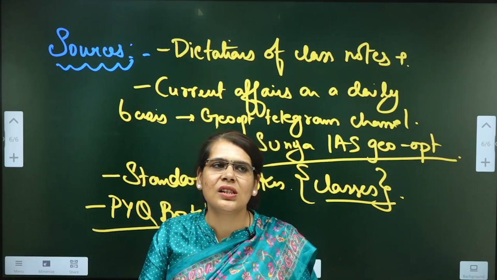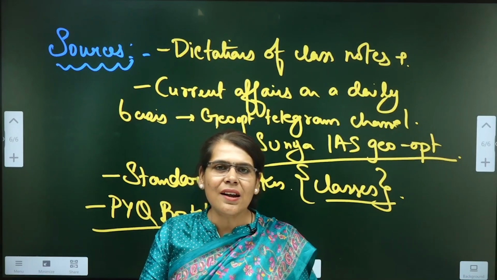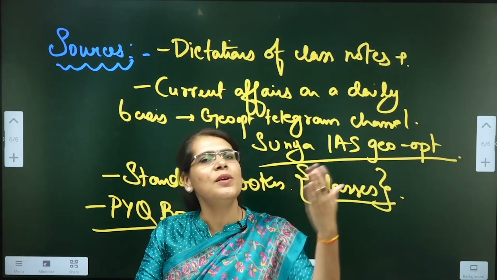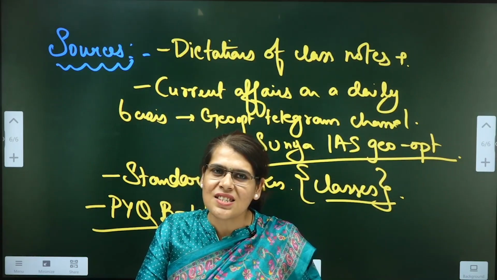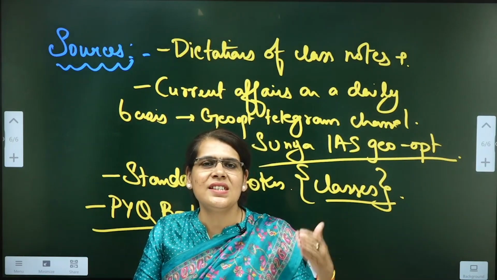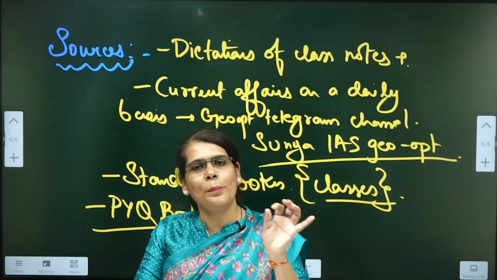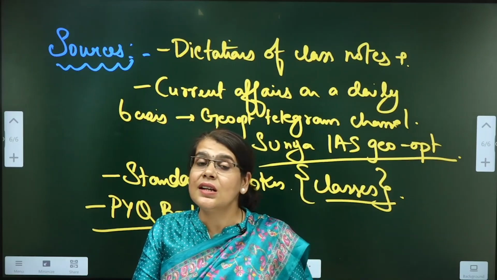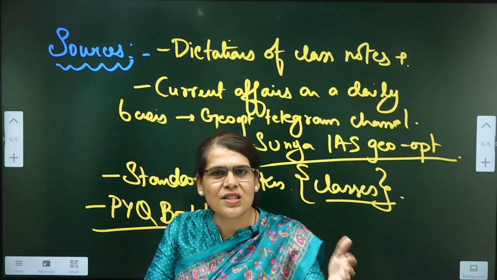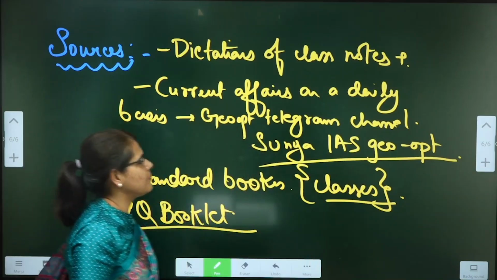Now, the next question is, ma'am, how should I make my class notes? And actually, what is the relevant content for geography optional? Because I'm unable to differentiate between the GS geography and the geography optional. So please let me know how should I pursue my geography optional studies to make it more explicit, different from the GS geographical studies. So I will let you know how to go about it. So bachcho, please understand that.